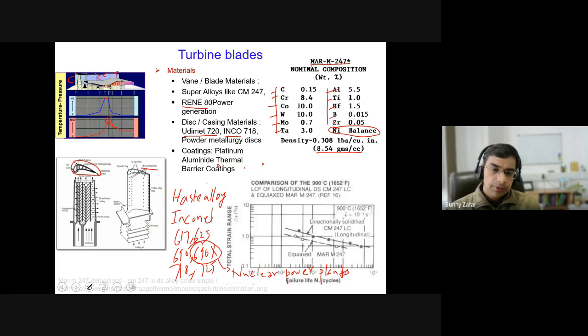And then, of course, we have those coatings, which I just mentioned, thermal barrier coatings, which are, again, alumina. They are also reinforced sometimes with zirconia. We'll see some more details.